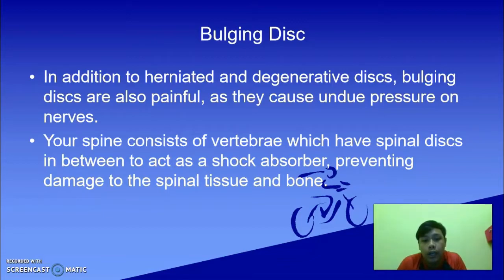The condition can be age-related, but people with poor posture, especially when lifting heavy objects, are also susceptible. Bulging discs are one of the conditions for which you're taught to lift with your legs and not with your back. A bulging disc can also be a result of trauma, and the condition could even be passed down hereditarily.